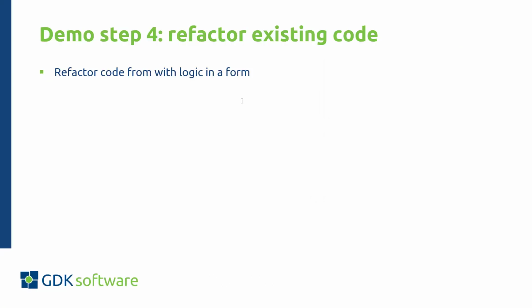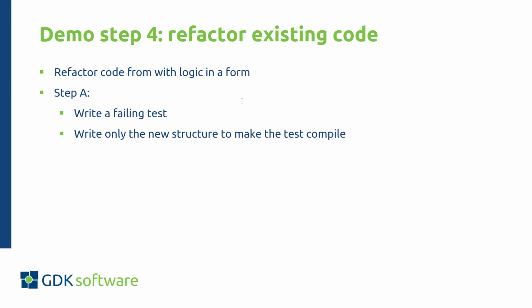In the next step, I want to show you how you can use the refactor method extract to class to refactor existing code from a form to a separate class. Because very often we have logic in forms and we want to use that again. So first you write a failing test for your new class structure, and you only write the structure, the new class, and maybe an interface to make the test compile.